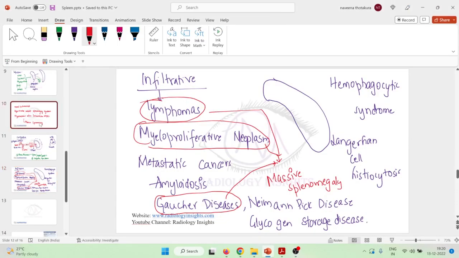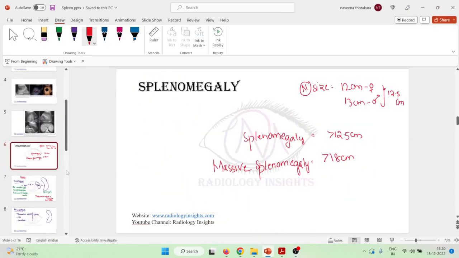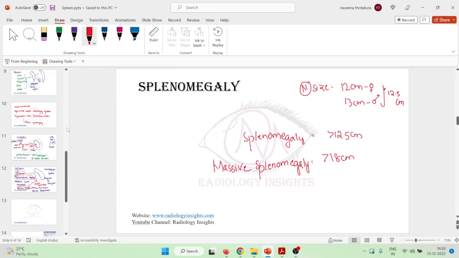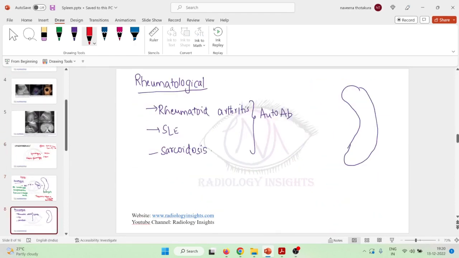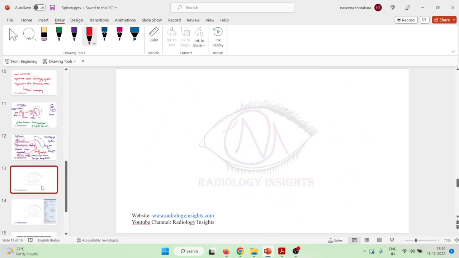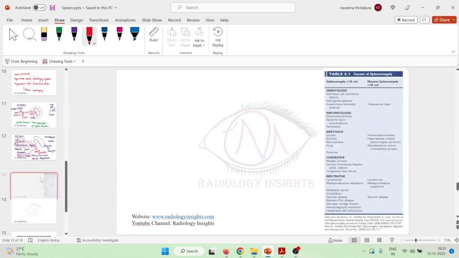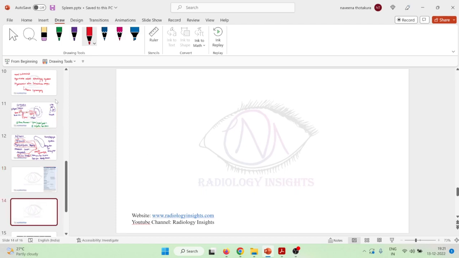Hello friends, in the last class we learned about splenomegaly and the causes of massive splenomegaly. This is the table showing all the causes which we discussed in the last class. Now let us learn some important points about splenomegaly.